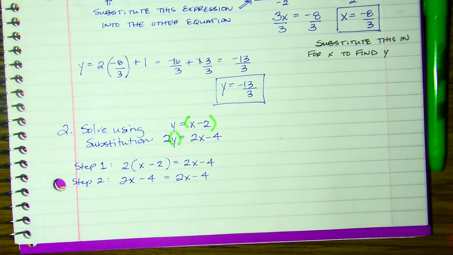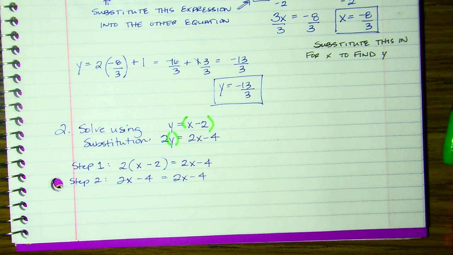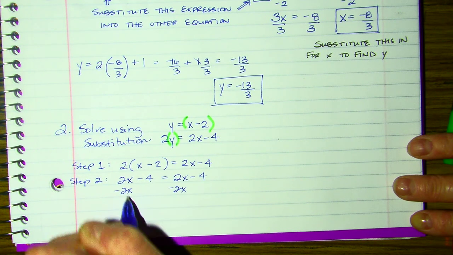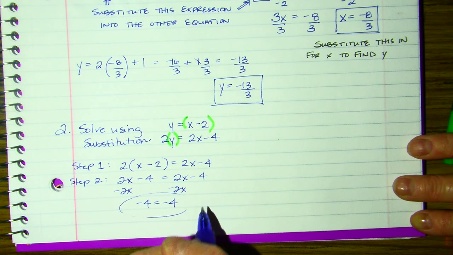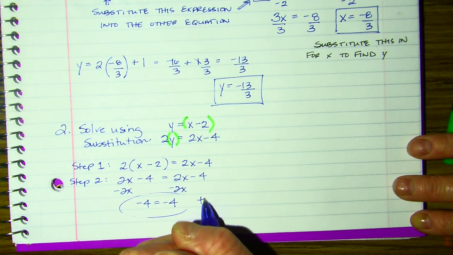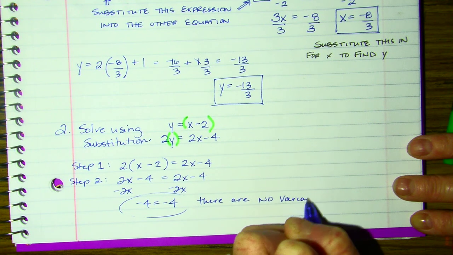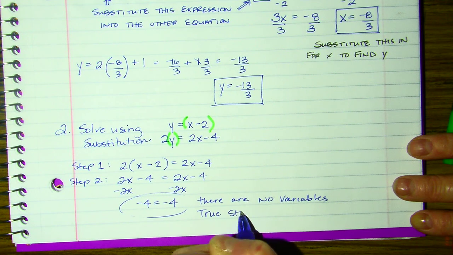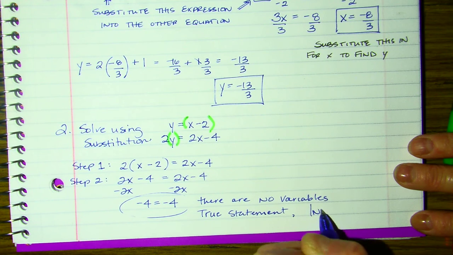Okay, now you could stop here. These expressions are identical. So if you were to graph, these would be the same. Now if you want to keep going because you can't see that, I would subtract 2x. And I get negative 4 equals negative 4. Notice there are no letters left, so there are no variables. And it is a true statement. So the answer is infinite solutions.